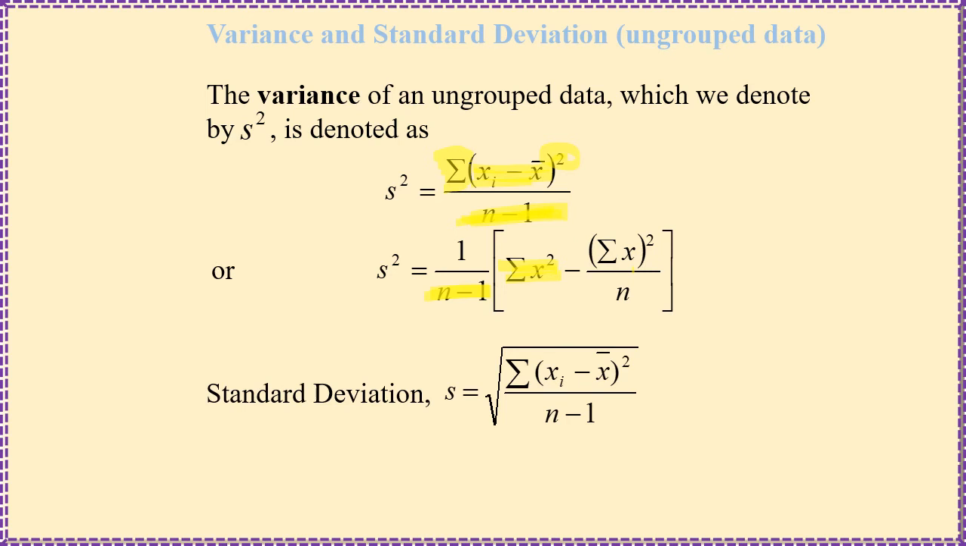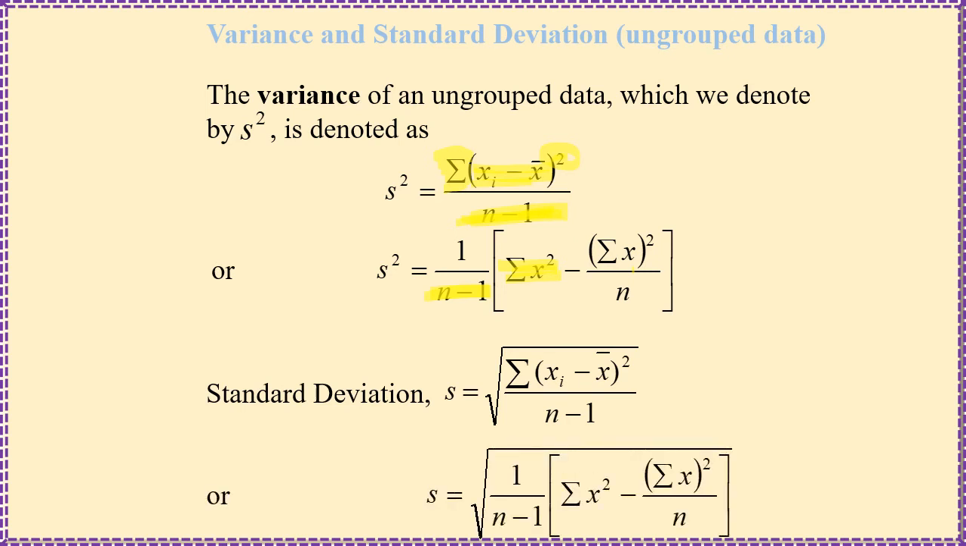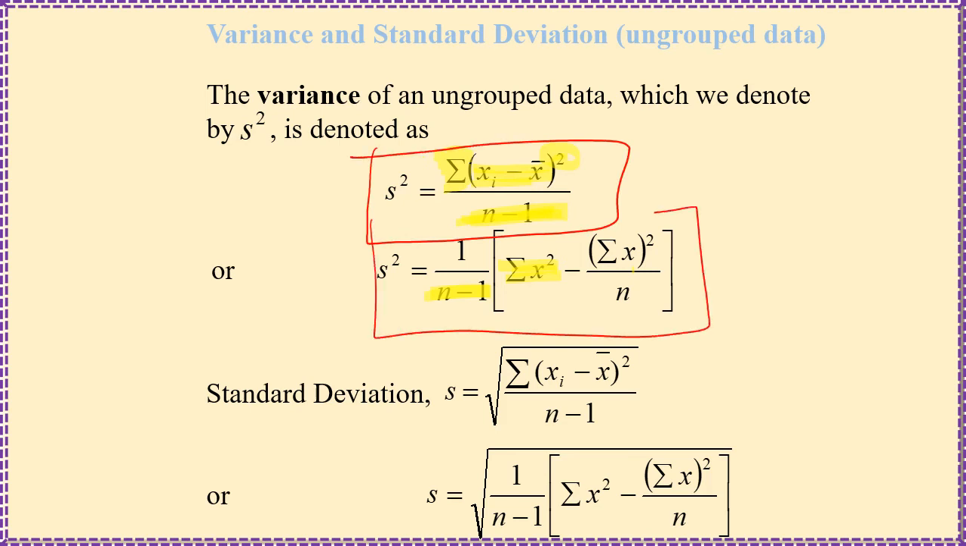For standard deviation, we just take the square root of the variance, using either the first or the second formula. Which one should we use? It depends on the data given in the question. If it gives the difference between x and the mean, we can use the first formula. But if we have the raw data, we directly use the second formula.